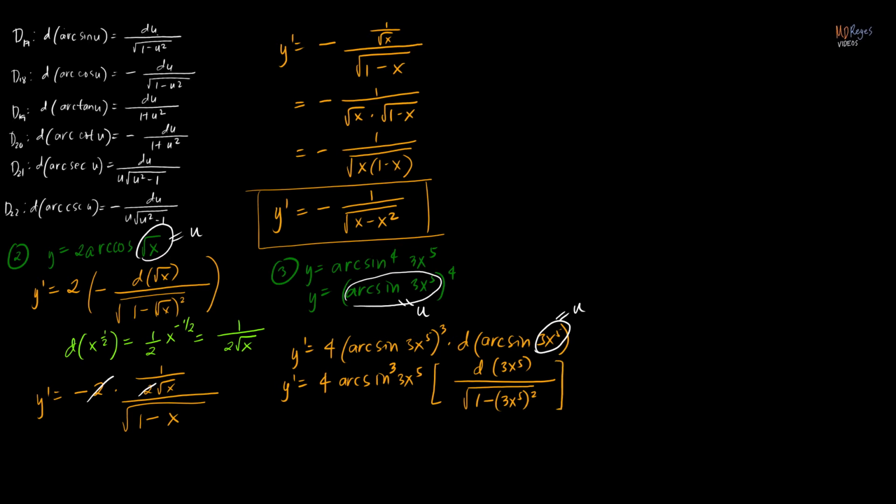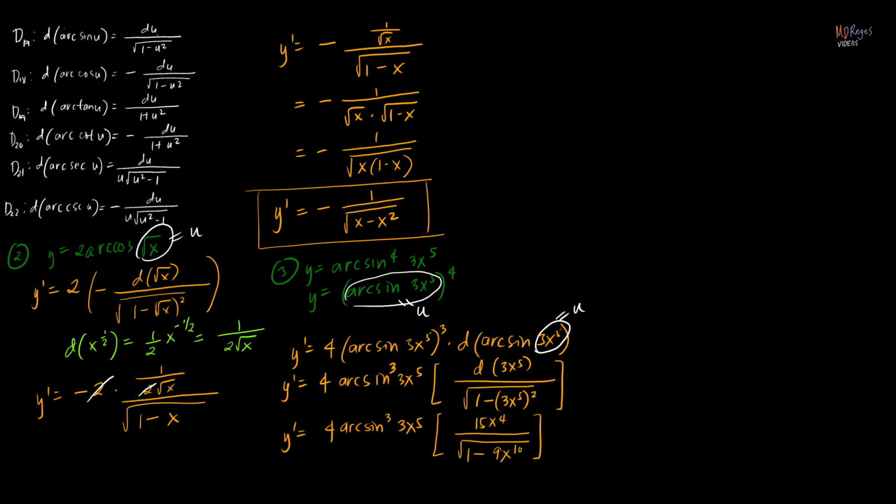Now we'll just get the derivative of 3x to the 5th using the power rule. So y prime equals 4 arcsine cubed of 3x to the 5th times the derivative of 3x to the 5th, which is 15x to the 4th, over the square root of 1 minus (3x to the 5th) squared, which is 9x raised to 10.